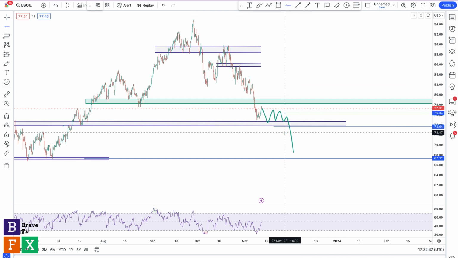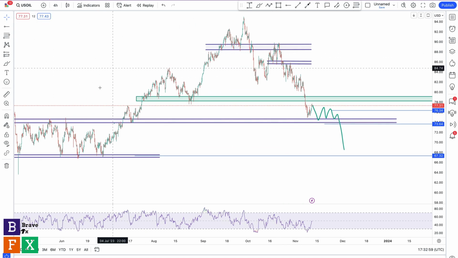Entry is going to be at the breakout as I've illustrated here, and my take profit is going to be around these lows as I said earlier, right? So this is going to give you a better risk to reward ratio, because at least you have a confirmation that we've taken out this area of value. So this is briefly for crude oil.